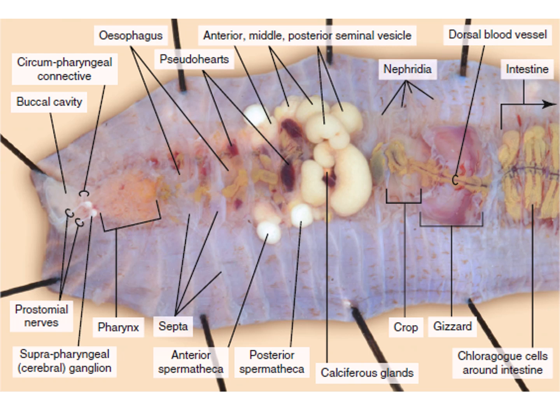Then here we can observe the crop and the gizzard. Crop is delicate, gizzard is firm, and the dorsal blood vessel is observable on the intestine and on the gizzard and the crop. So here we can see chloragogen cells that act as liver. They store glycogen and lipids. Intestine here is visible.